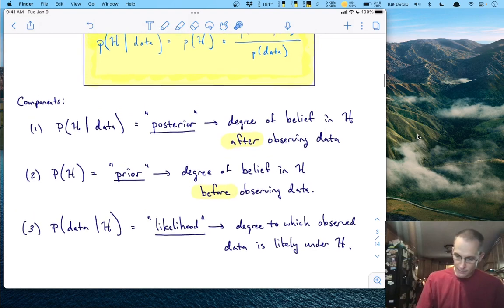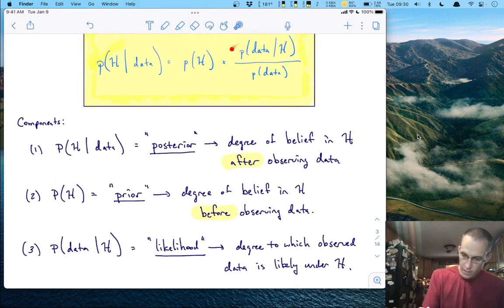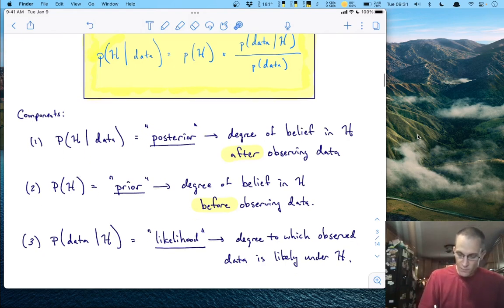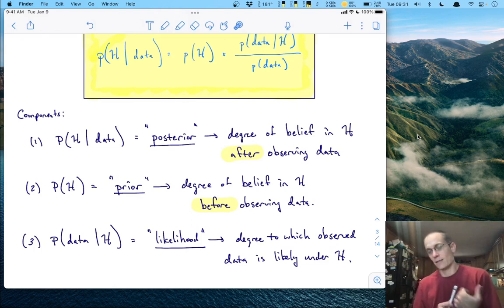That one up top, I'm going to get them all on the same screen here. This one, the probability of data given H, looks kind of like the way I wrote the p-value earlier, but it's not quite the same thing. It is called the likelihood. This is something we've talked about before. This is the degree to which the observed data is likely under the model, right? It's the reverse of the posterior.